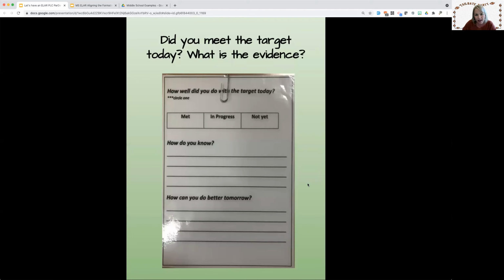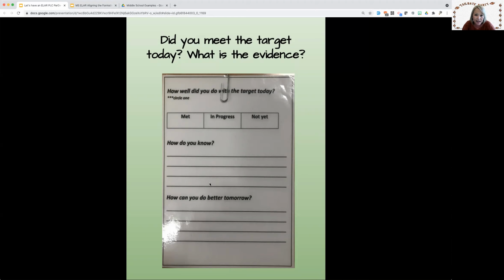Here's a really simple way. Did you meet the target today? What's the evidence? And so putting this on students. Did you meet it? Is it in progress or not yet? And met means I've got all the success criteria. I hit that target. How do you know? They're telling you the evidence. They're giving you the formative evidence.